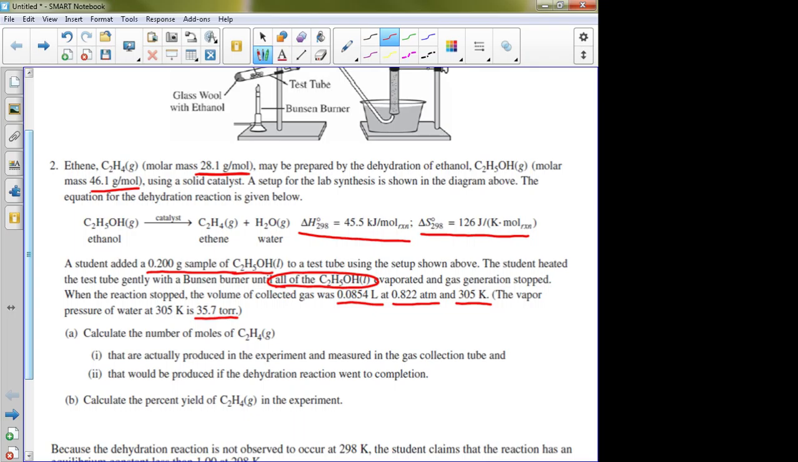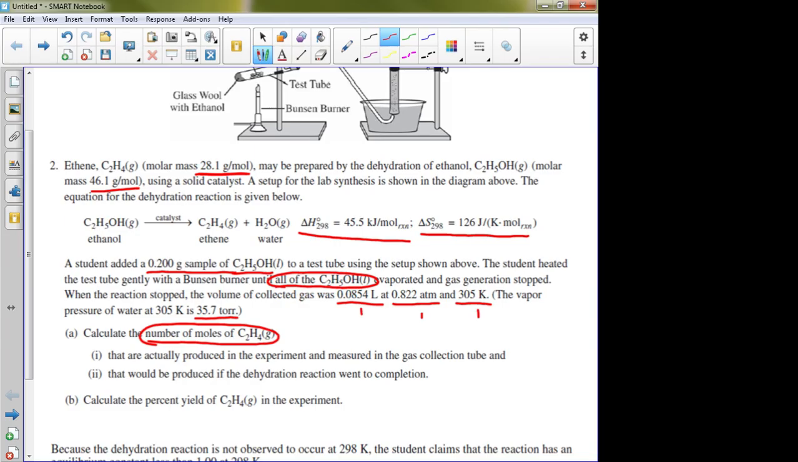Part A says calculate the number of moles of C2H4 gas. What equation do you think I'm going to use for this? PV equals nRT. Now there's something here that's kind of tricky. When you look at this, what numbers do you think you're going to use for PV equals nRT? We look at these three numbers and we think this is what we're going to use, right? Those three? There's a problem with this. Why is there a problem with this?